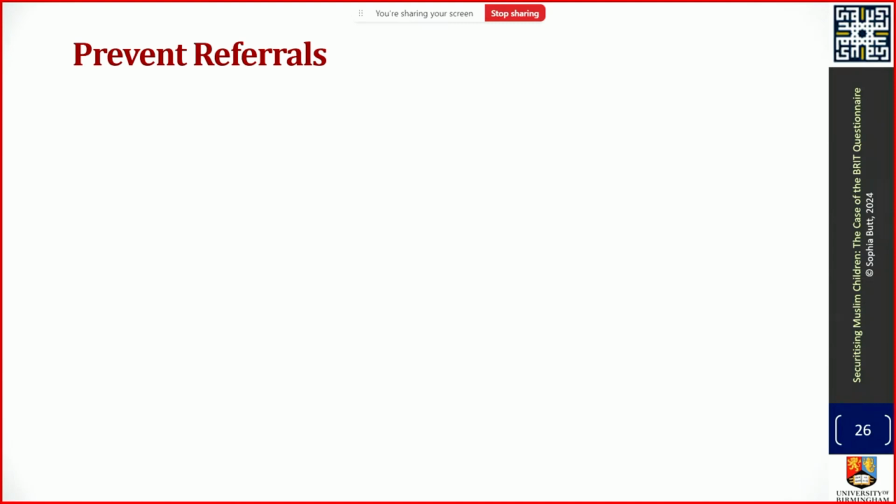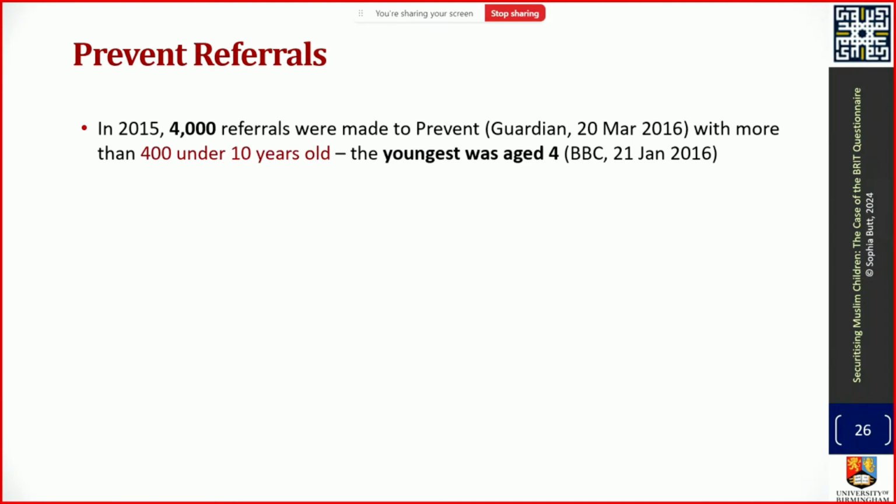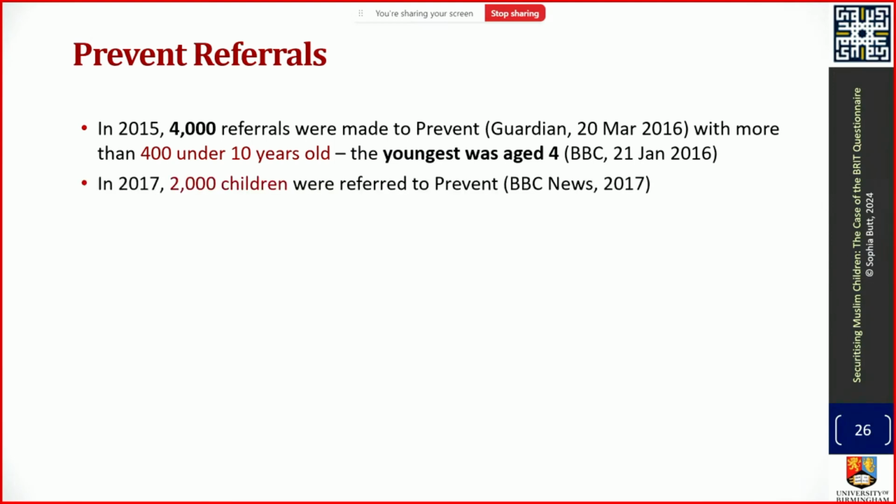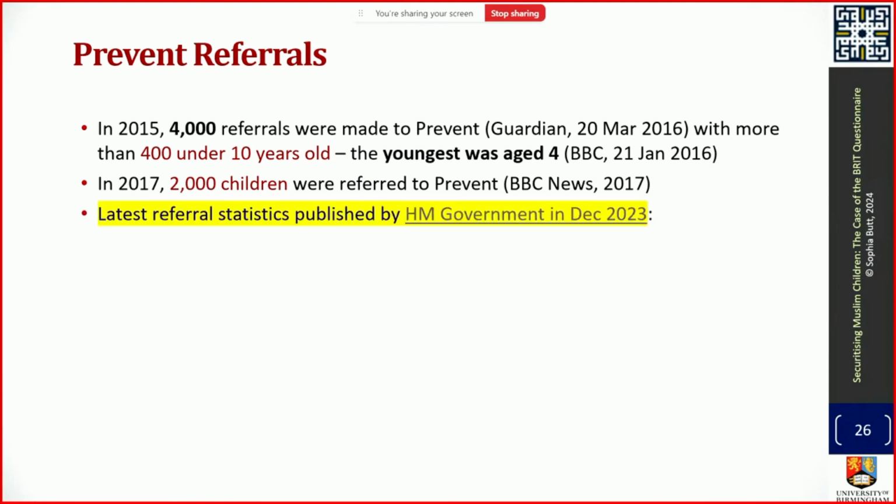Prevent referrals then, referrals to the counter-terrorism officers and so on. In 2015, when the BRIT project was launched, there were 4,000 referrals made to Prevent, with more than 400 of them being under 10 years old. The youngest was a child aged 4. And there wasn't just one child aged 4, there were multiple, but the youngest was 4. In 2017, 2,000 children were referred to Prevent.